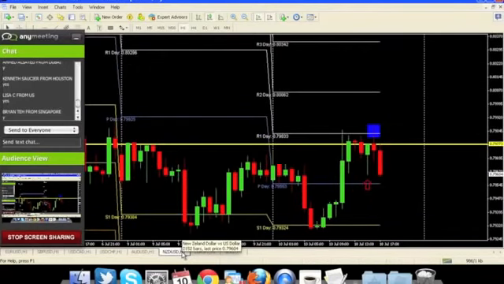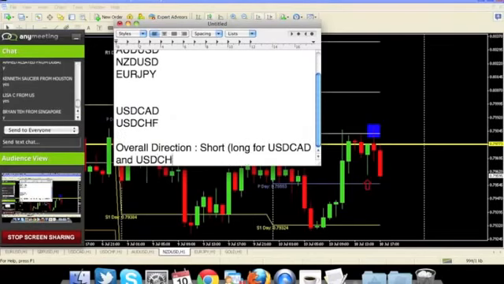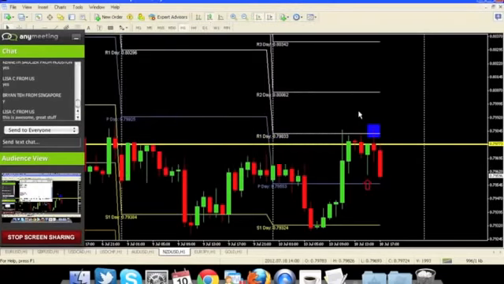New Zealand dollar, the next candle opens up. We don't sell. We don't buy. We can wait. What is the overall direction? How many pairs are actually saying sell, sell, sell? Majority, right? Majority is saying we're going to go down. So you know the overall direction. The overall direction is short and long for these opposite pairs. You already know that.